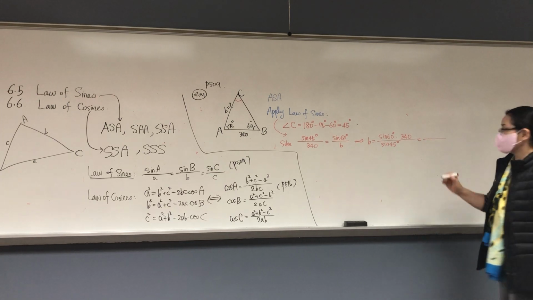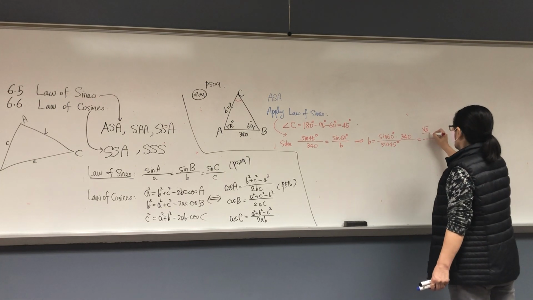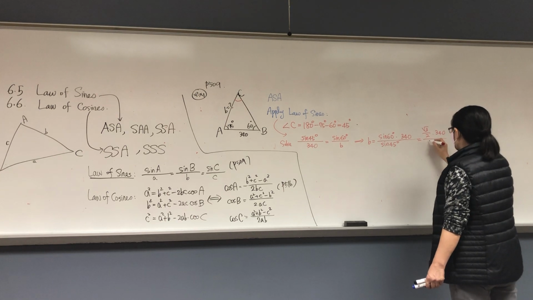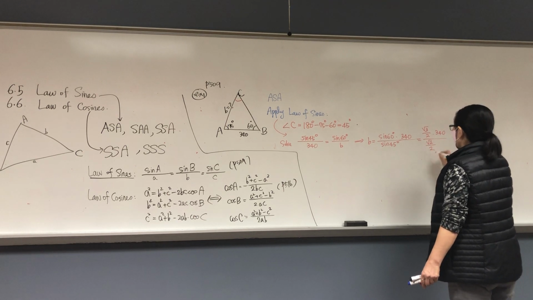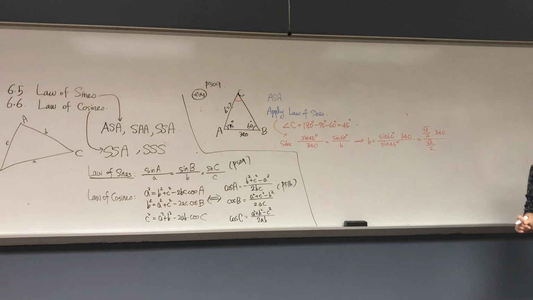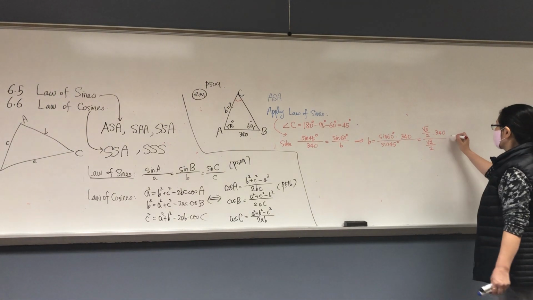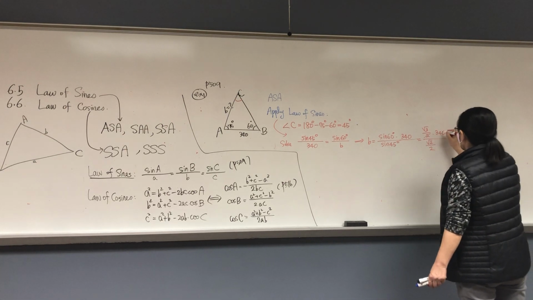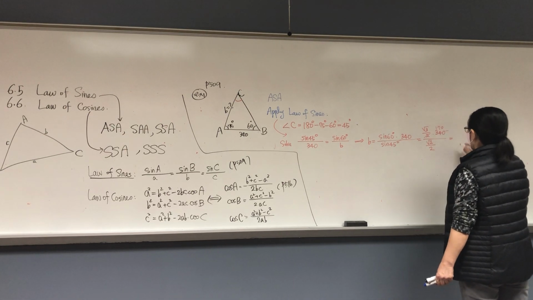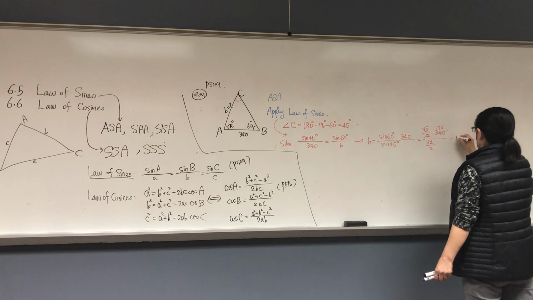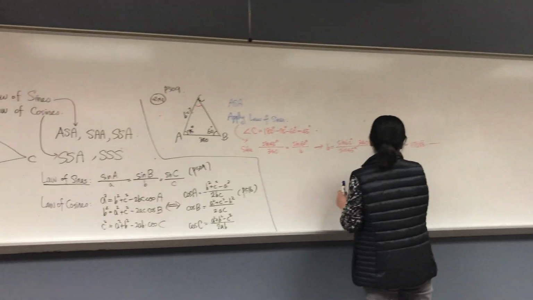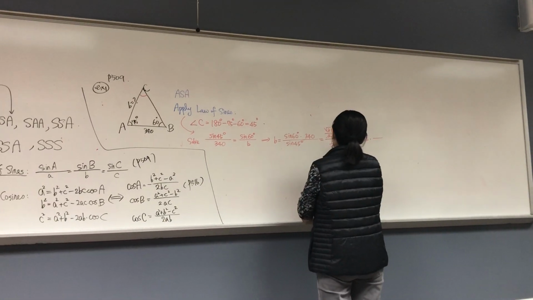It's root 3 over 2. Sine 45? 1 over root 2. And then what? Cross multiplication. So anyway, simplify this. And 170 square root 3 multiplied by what? In that case, I like to use what? Yeah, why not?